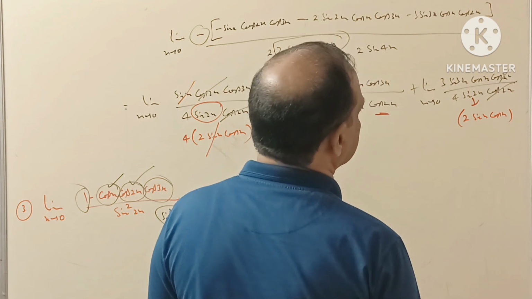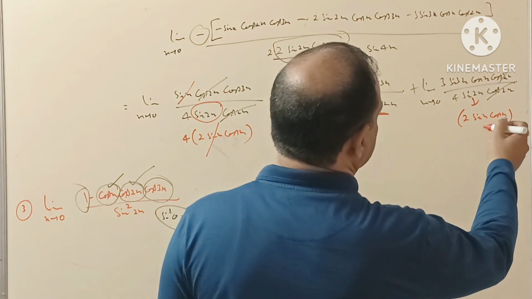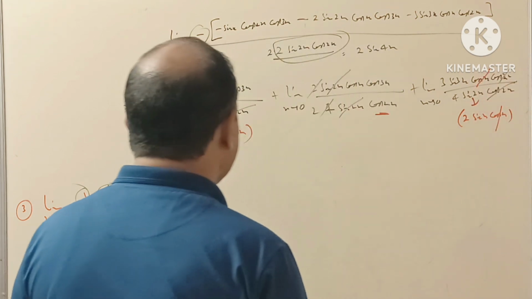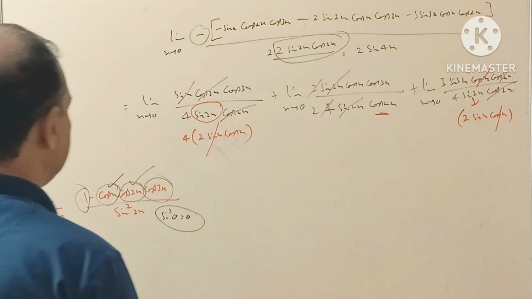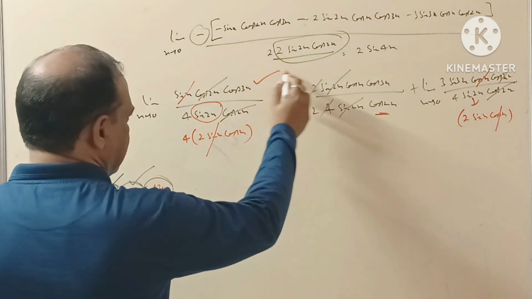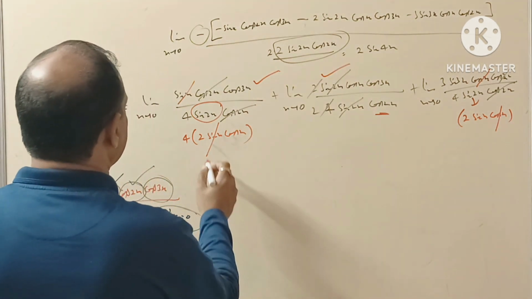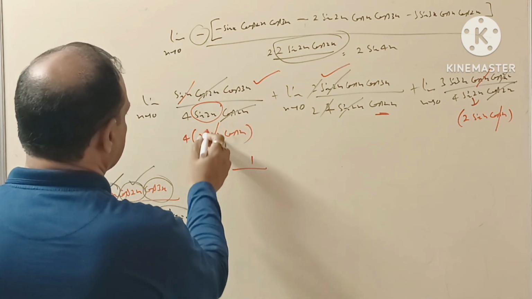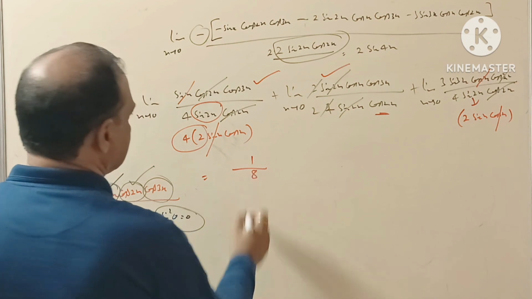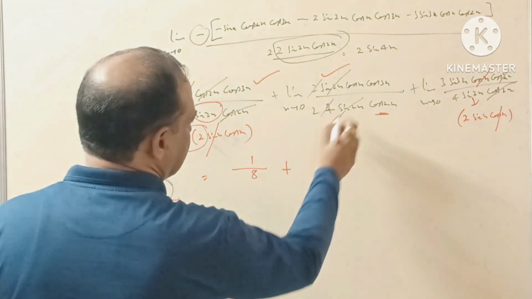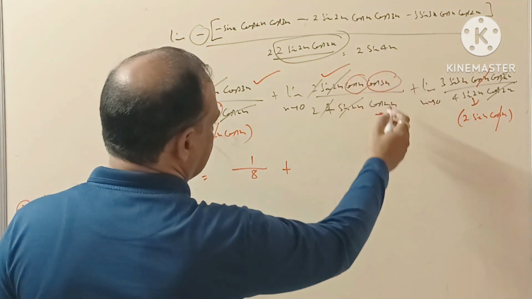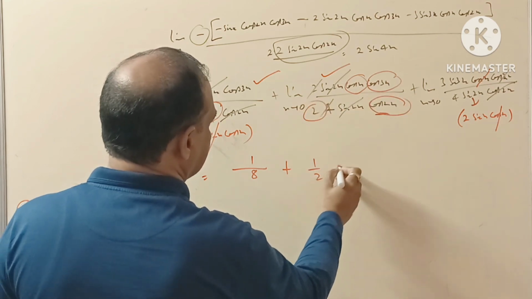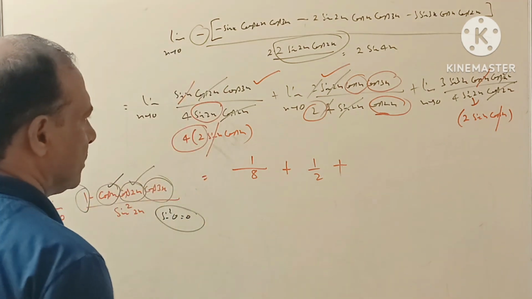Now this will get cancelled by this. If we are able to apply the limits in the first two parts, I will be having cos 0 which gives 1, and cos 0 which gives 1. This is 1 over 8, plus here this will give you 1, in the denominator this will give you 1, and 2 will remain as it is. Now it is equal to 1 over 2.